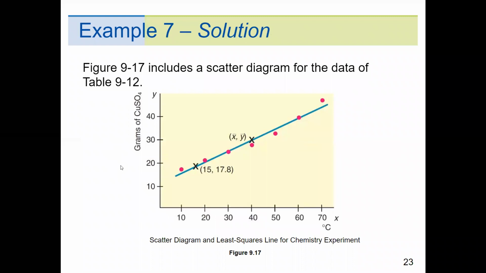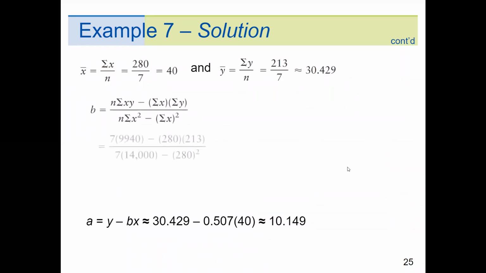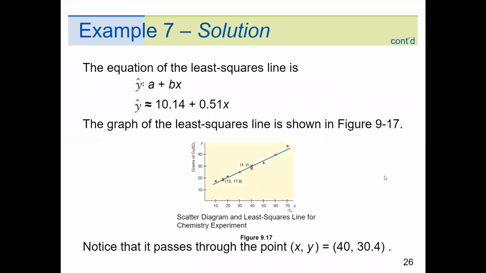Okay, so here is your line of best fit and your scattergram. Here's your 5-column table, and you're just going to plug things in to find everything else that you need. Okay, so there's your equation. Again, make sure you're pausing the video as you need to. All right, notice that the line passes through the point (40, 30.4).